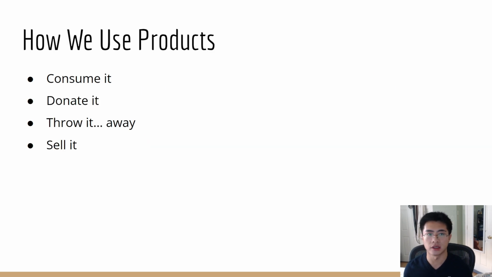Now let's talk about how we use products, right? So in capitalism, we are consumers, and as consumers, we use products. So we use products either by consuming them, donating them, throwing them away, or selling them.